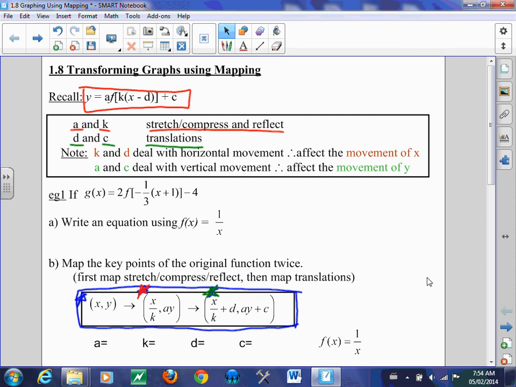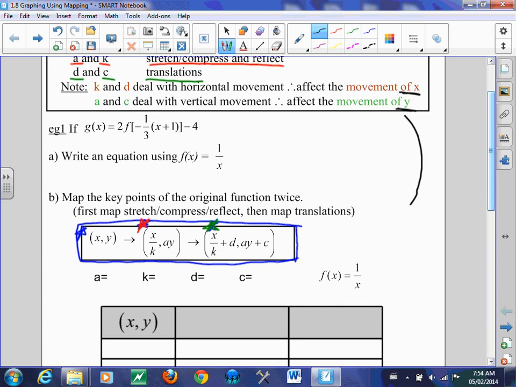One thing to note, ladies and gentlemen, is that A and D deal with the horizontal axes, or the effect or the movement of X, whereas A and C deal with the vertical movement on Y. What does that mean? When you look at this formula down here, you will notice that when you add in the A and K, it applies to the X coordinate, so right here and here, whereas the A and the C are applied to the Y coordinate of the vertex, okay?